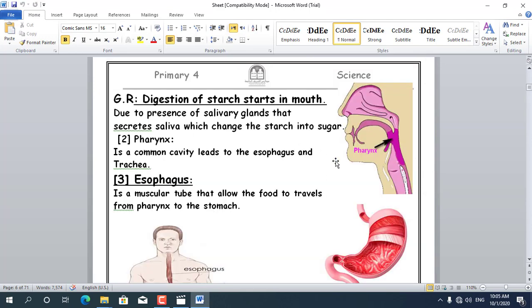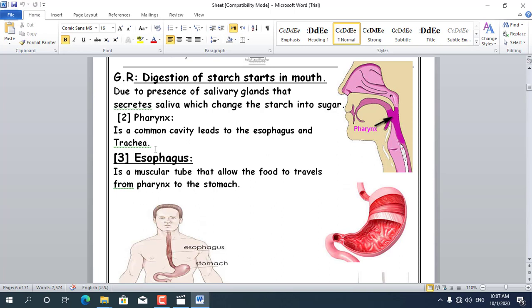If a question comes and says give reason: digestion of starch starts in mouth. The answer is due to the presence of salivary glands that secrete saliva which changes the starch into sugar.